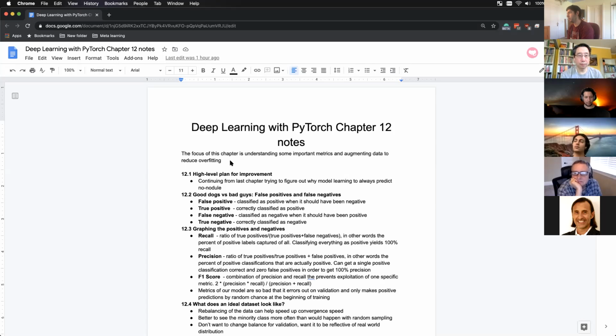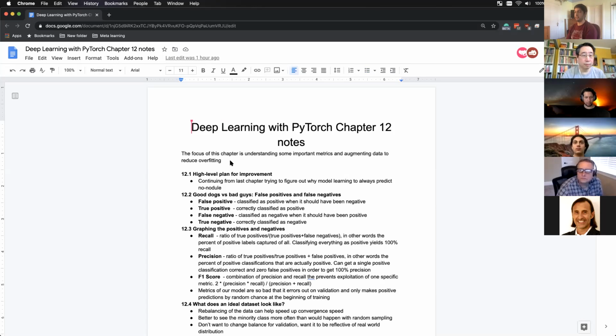And so what we're doing in this chapter is we're looking at the different metrics we can use in order to measure that phenomenon. And then we also looked at some techniques in order to fight that, in order to create a model that actually converges well and doesn't overfit to the very small number of positive cases that we have. So that's the first section, 12.1.